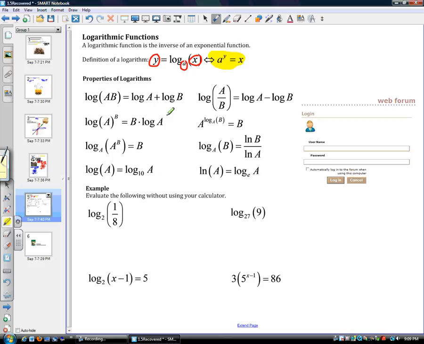And next we have all the properties of logarithms. First one is our product rule. So log of a product then becomes addition. Log of a quotient, this is our quotient rule: log of a divided by b is log of a minus log of b. Next we have our power rule that says we can bring the power out in front.